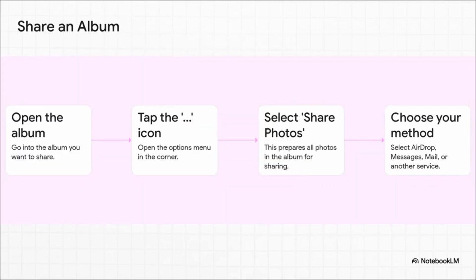Instead of spending 10 minutes scrolling and trying to select 30 different photos, you can share an entire curated story in seconds. You just open the album, tap those 3 little dots, hit share photos, and send the whole collection to whoever you want. It's honestly a game changer.